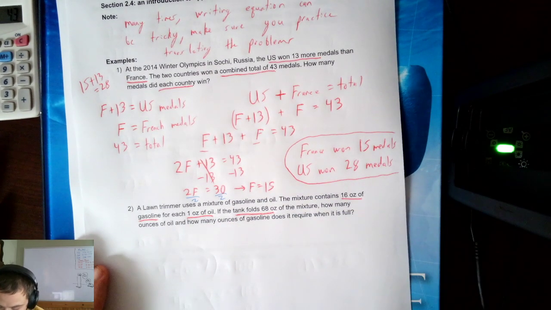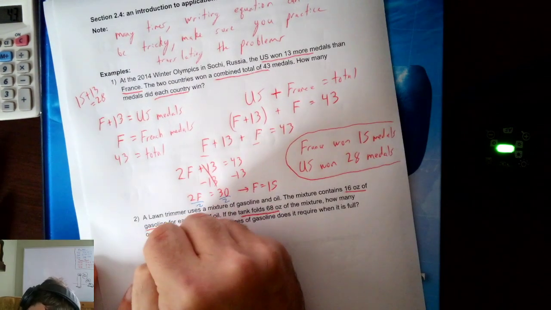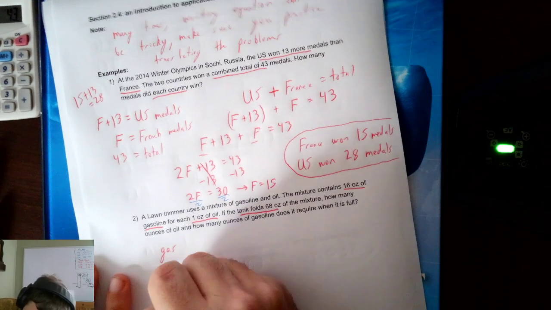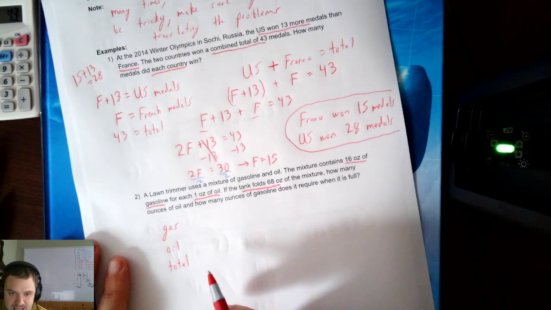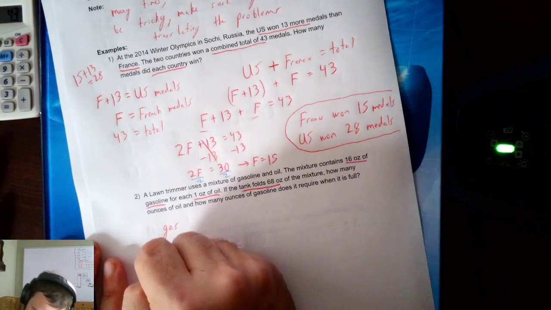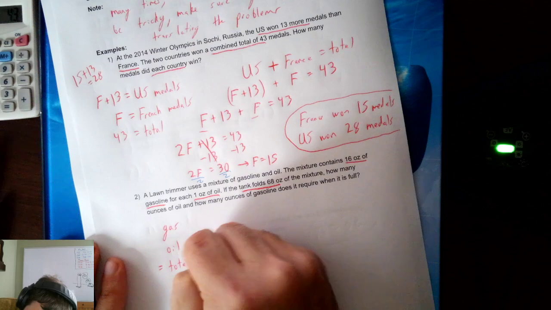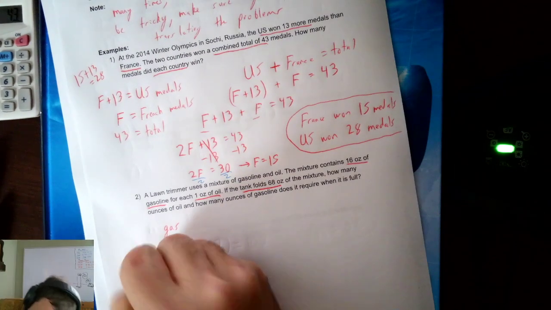How many ounces of oil and how many ounces of gas does it require when it is full? Well, let's take a look at our unknowns. We don't know the gas, we don't know the oil, but we do know the total, right? The total amount the tank holds. We have gas, oil, and the total size of the tank, right? The total for the tank is 68 ounces, right?